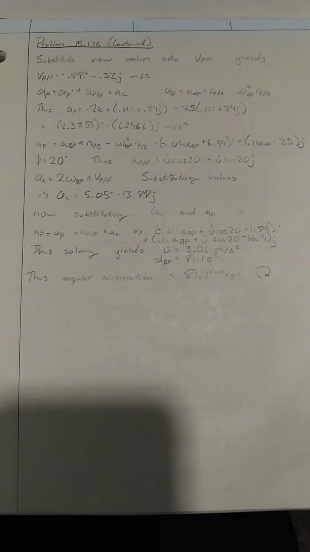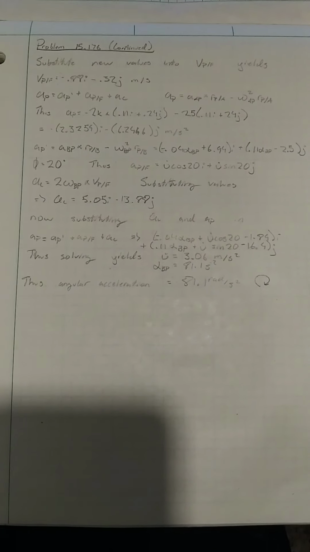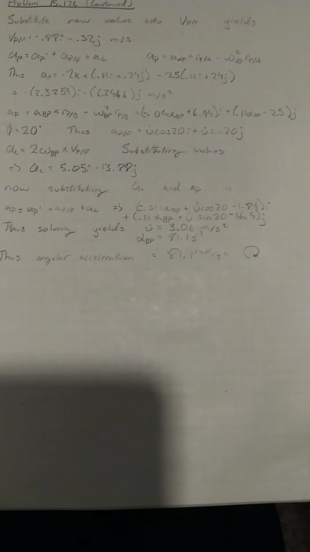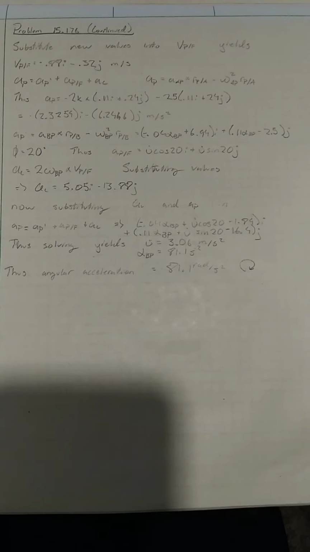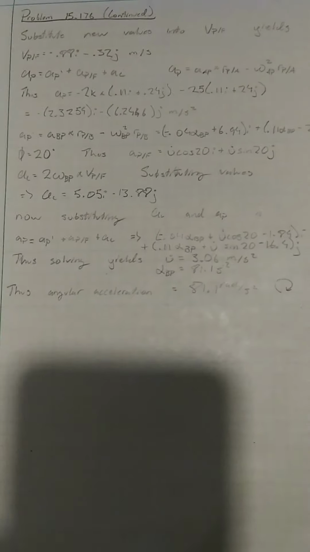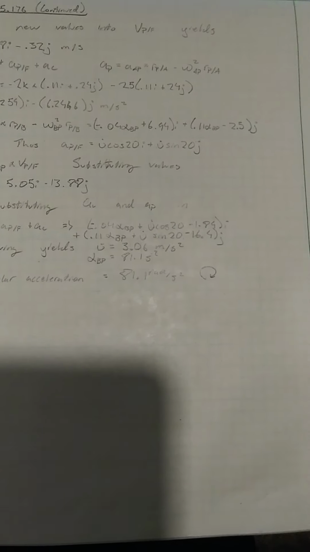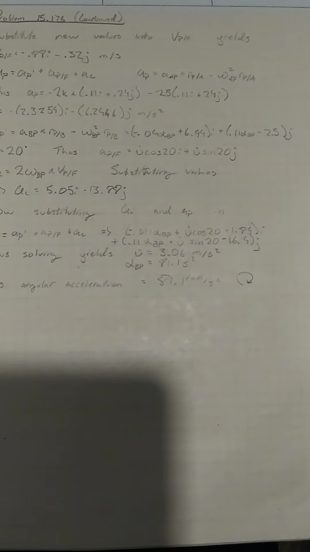Alright, and then next we want to resolve the relative velocity along the x and y directions. So we know that a sub P/F equals u dot, which is another sine cosine situation with 20 degrees. Knowing that, we're going to substitute that in for our a sub C equals 2 omega sub BP cross v sub P/F.